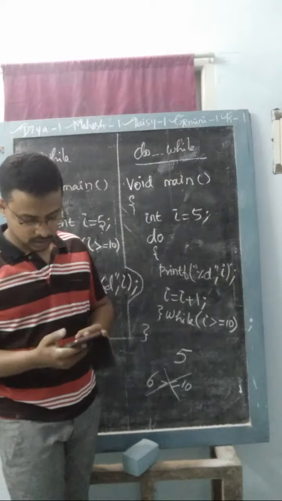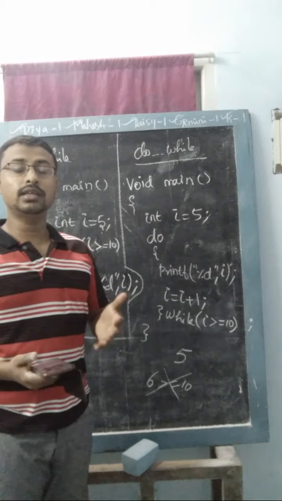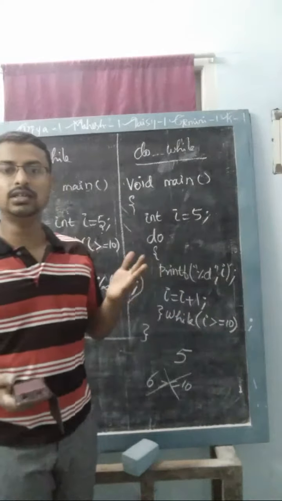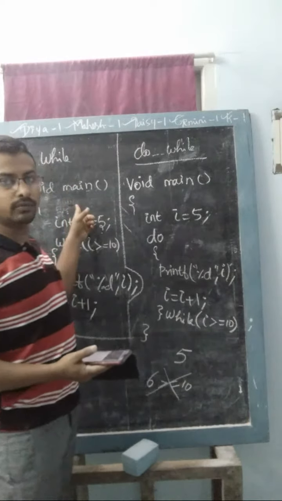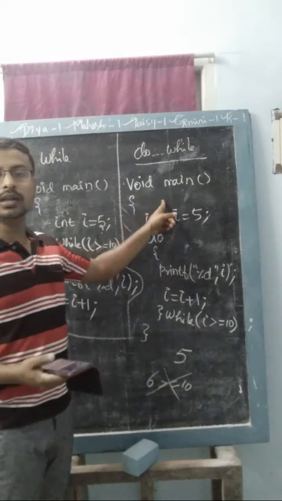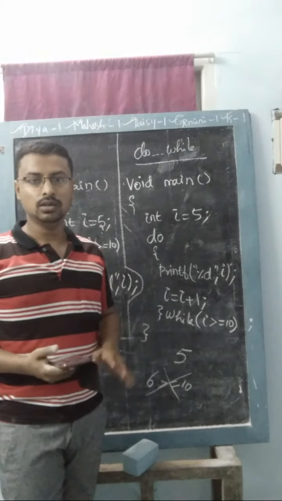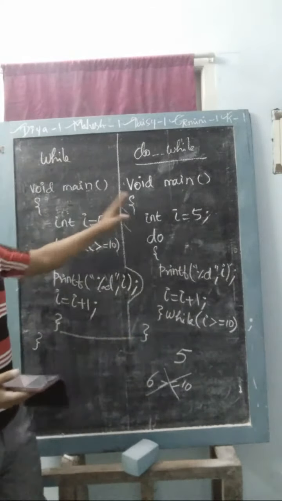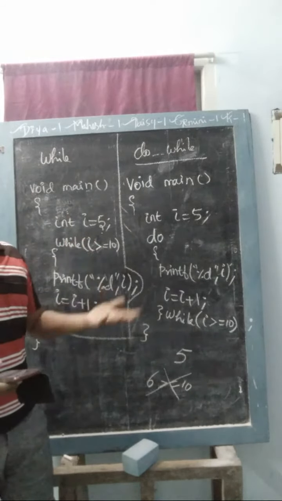Okay. The statement will not execute if the condition is false in the case of while. And in the case of do while, the statement will execute at least once if the condition is false. Okay, you got it? And then the third point, you just make it an example. Okay, shall we move to the next one?